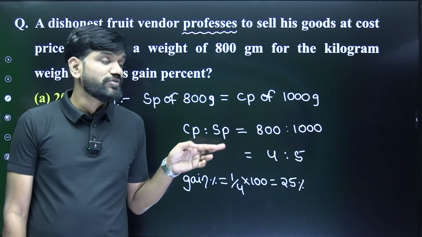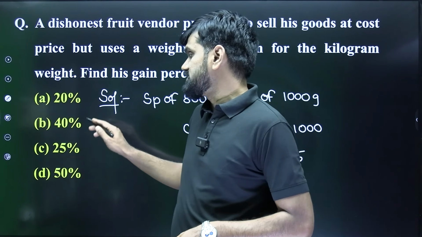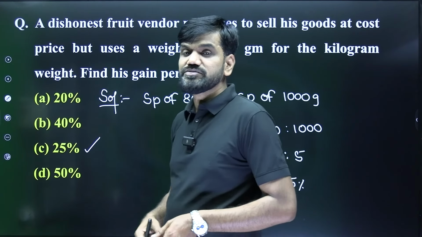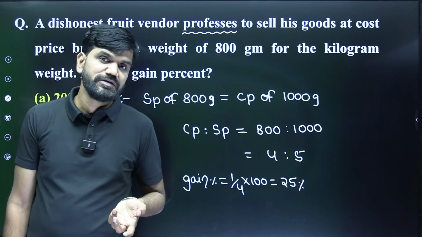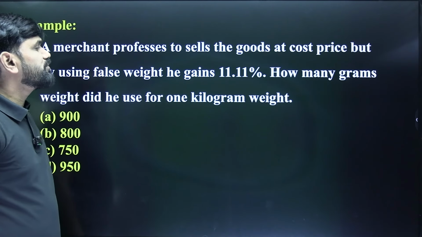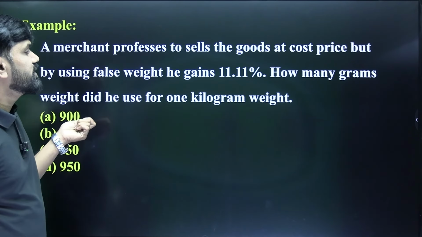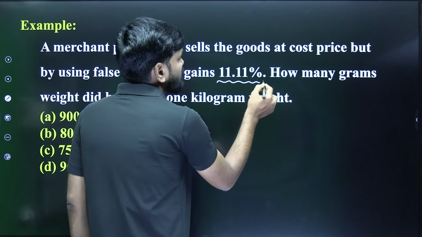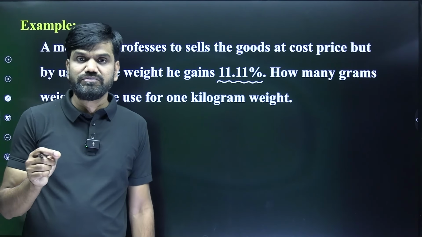Nowadays, instead of asking you for the profit or loss percent in the transaction, they are giving you the profit or loss percent. They are asking you how many grams of weight is used instead of 1 kilo in that scenario. Opposite. Let us see one example to give you that clarity. A merchant professes to sell the goods at cost price, but by using false weight, he gains 11.11%. How many grams of weight did he use for a 1 kilogram weight?